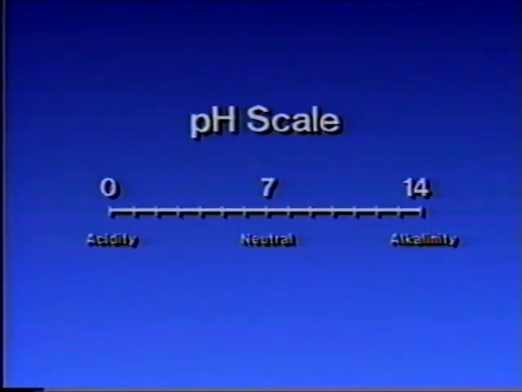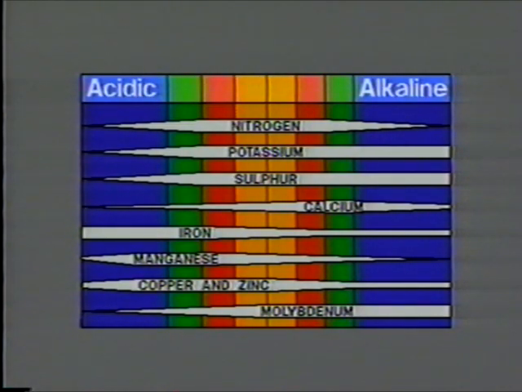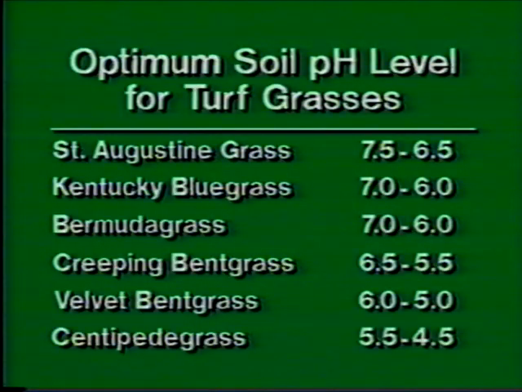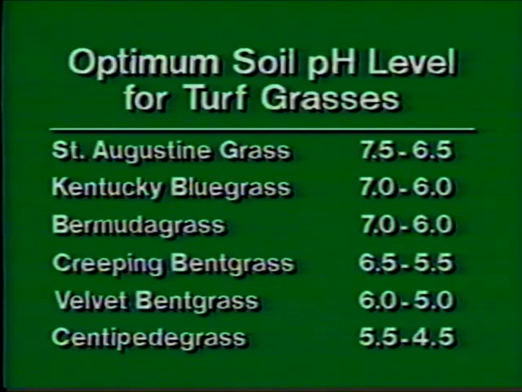Any discussion of fertilization has to address the issue of soil pH. pH is a measurement of acidity or alkalinity. The availability of certain nutrients varies at given pH levels. For instance, iron tends to be less available in alkaline soils, those with a pH over 7. Most turf grasses are adapted to soils that are slightly acidic. A pH of 6 to 6.5 is generally preferred.